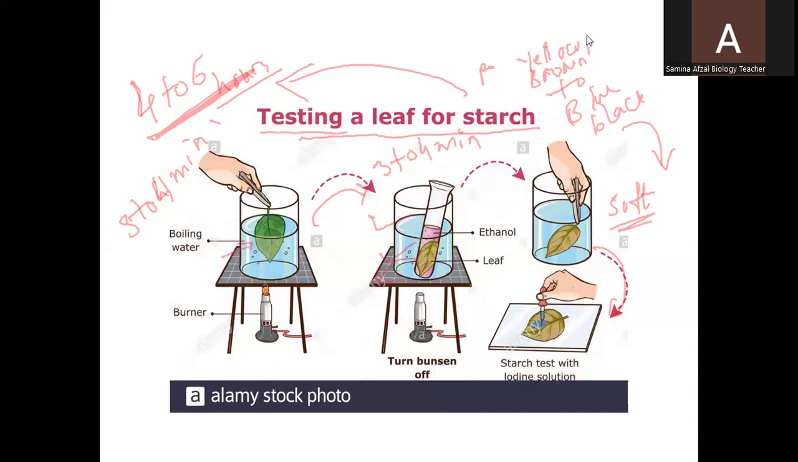If the color does not change, it means there was no formation of carbohydrates or starch during these hours, because there was no starch in the plant before keeping it in the sunlight for 5 to 6 hours. So in this way, we can check whether the plant has starch in it or not.